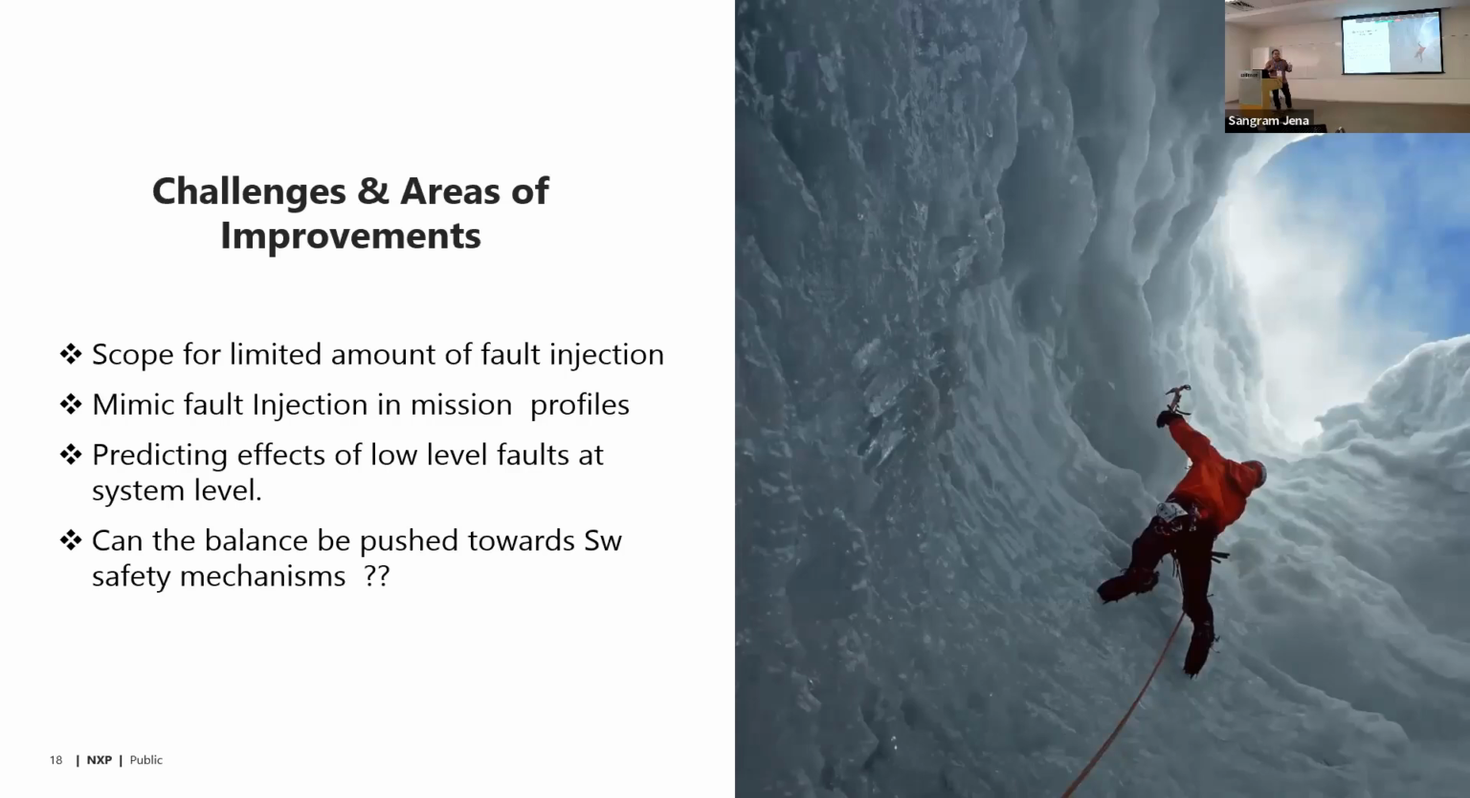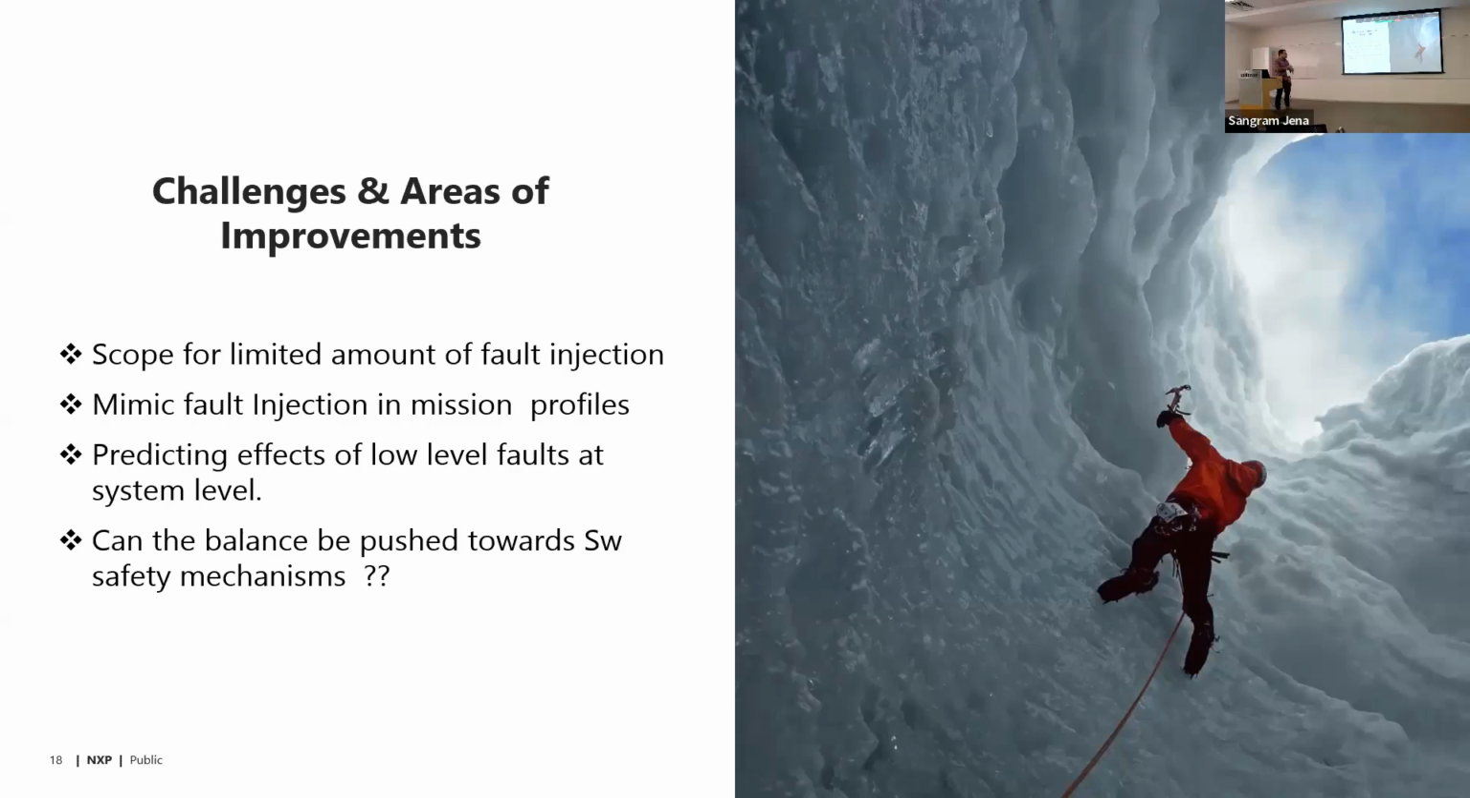Generally, what we do is standalone testing of a particular IP or a block. We test it, but what is going to be the implication at the system level, that perspective is generally missing. So we have to mimic our fault injection scenarios in mission profiles, and it's not that easy because a lot of different things come into the picture here. But that is one of the areas where we need to work on. Predicting effects of low-level faults at the system level.